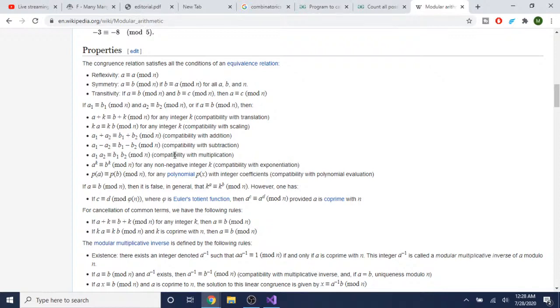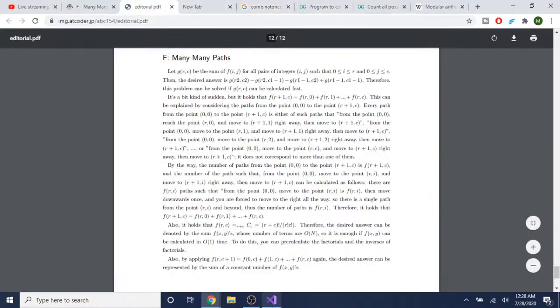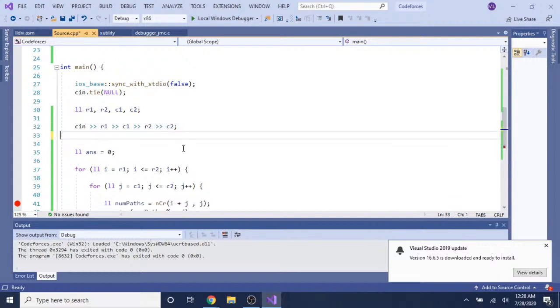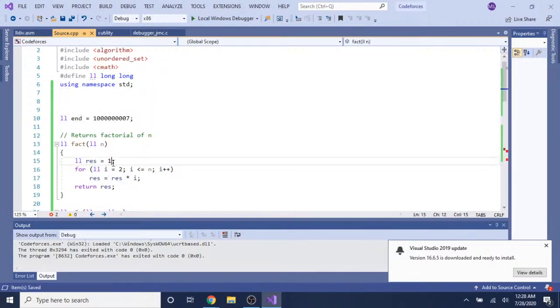So it is compatible with multiplication. Okay, so if it's compatible with multiplication, we can mod by the large factor. Because this is our end result that we have to mod by, we can multiply and then mod by it. So then we could try to avoid overflow, because we're going to mod by this end result anyway.